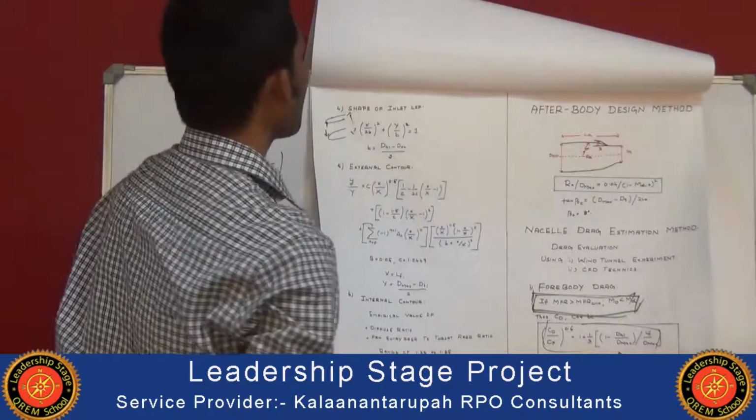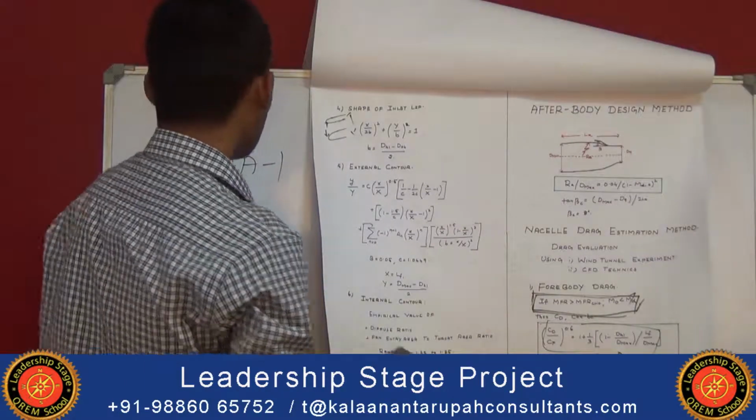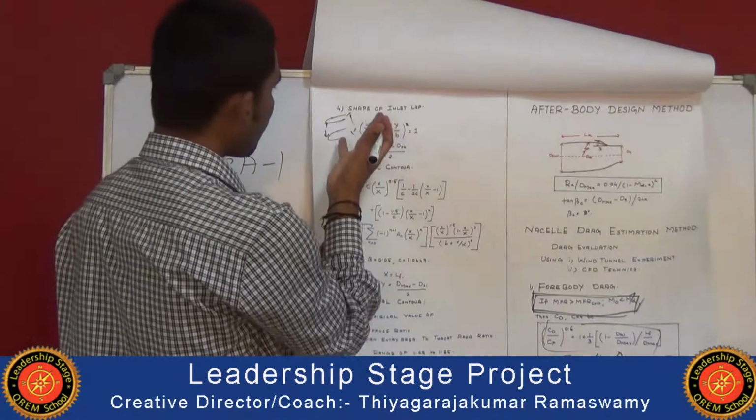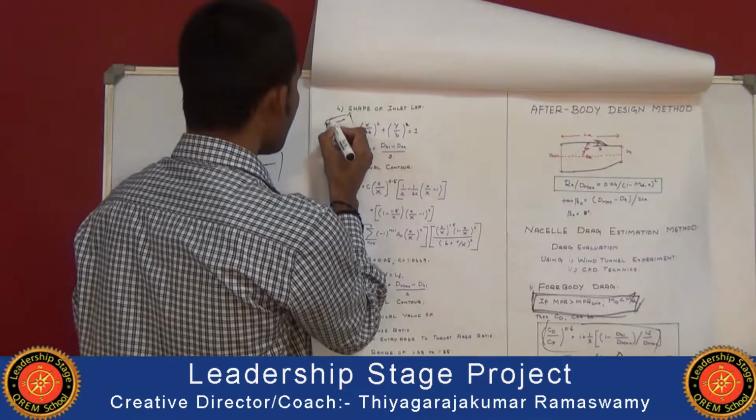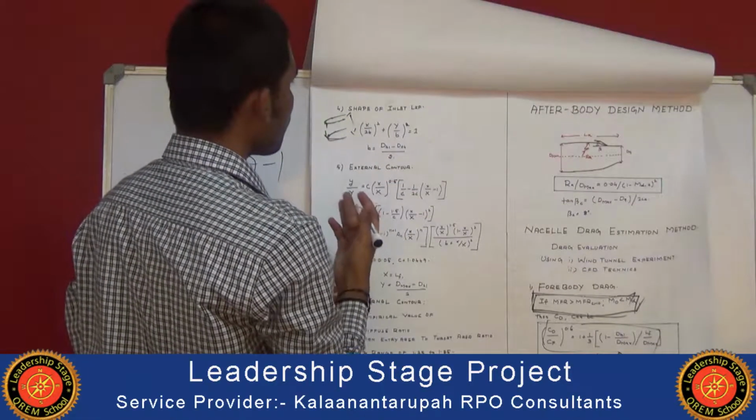Next one is, we are going to calculate the inlet lip of the forebody. Generally the inlet of the forebody is like an elliptical shape. So by using the elliptical formula, we are going to calculate the shape of the inlet lip.